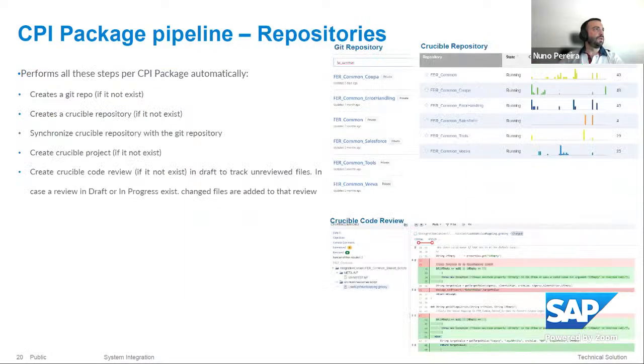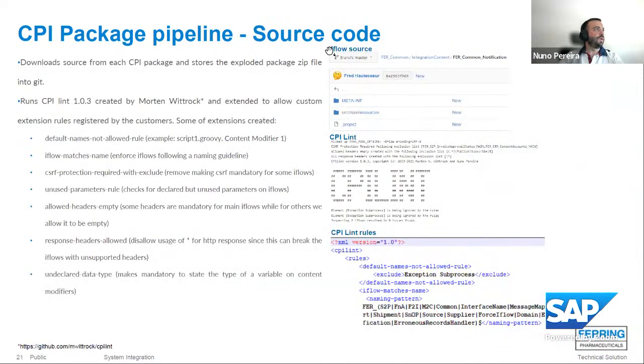So then we have the part of the source code. We download all the CPI packages, as I was telling, and then we explode this exported package zip file into the individual artifacts, and we commit that into Git. That is what you see here.